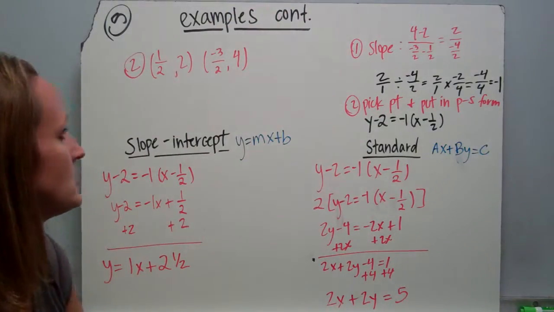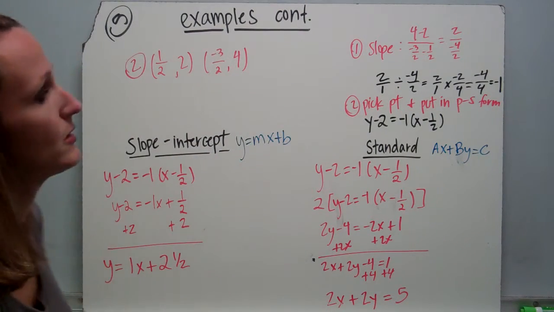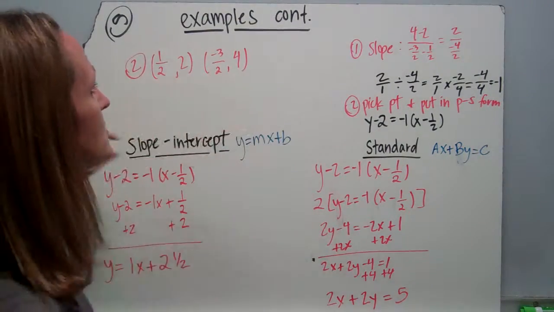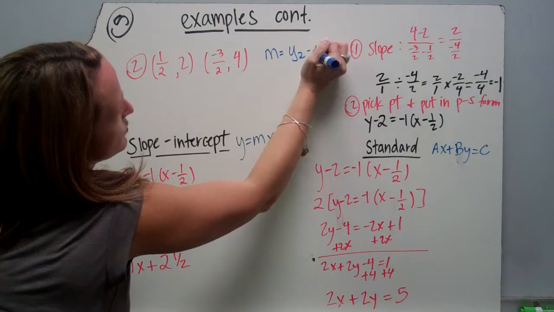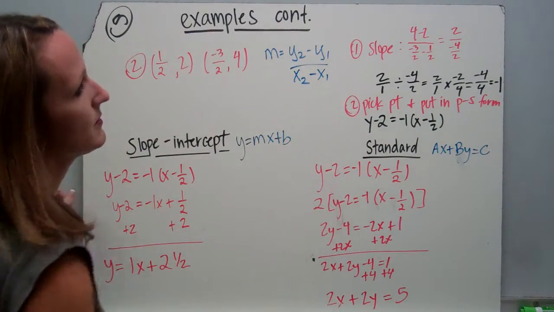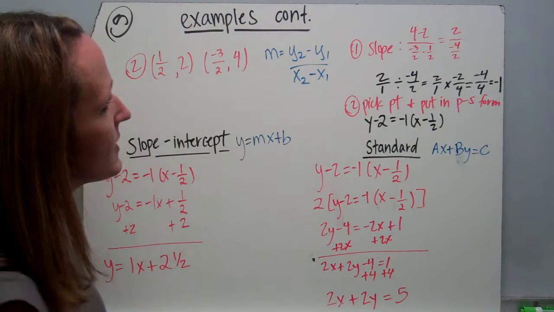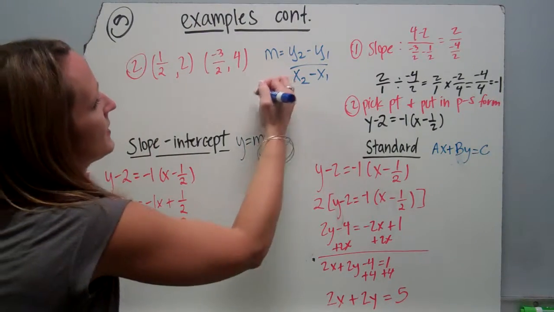Okay. Let's do another example. Again, starting with 2 points, this time a little trickier. Let's find our slope. So we do, again, y2 minus y1 over x2 minus x1. When we do that, we find out that our slope equals negative 1.